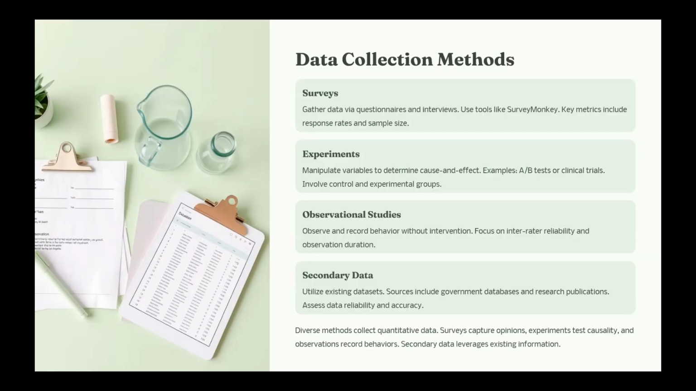Then the other part, the fourth part, is secondary data. These are data that already exist somewhere that you just go and pick and use. You are not the original person that put those data there. You are not the one that went to the field to gather that data. So this is what we call secondary data. We call them existing data sets. You can get them from government databases or from research publications. You can also assess data reliability and accuracy. I'm going to be talking about this. You can gather them from even publications.